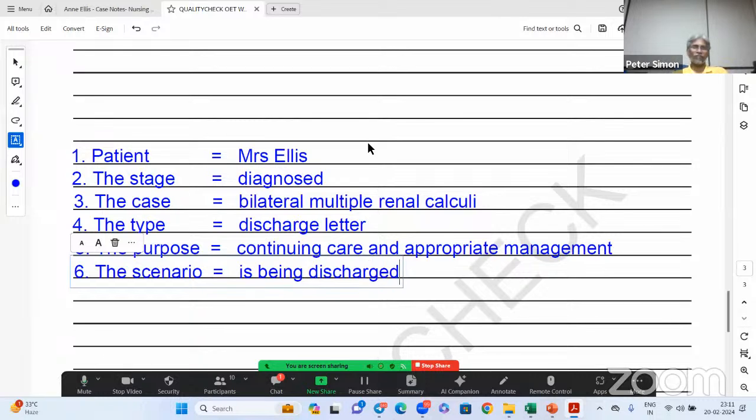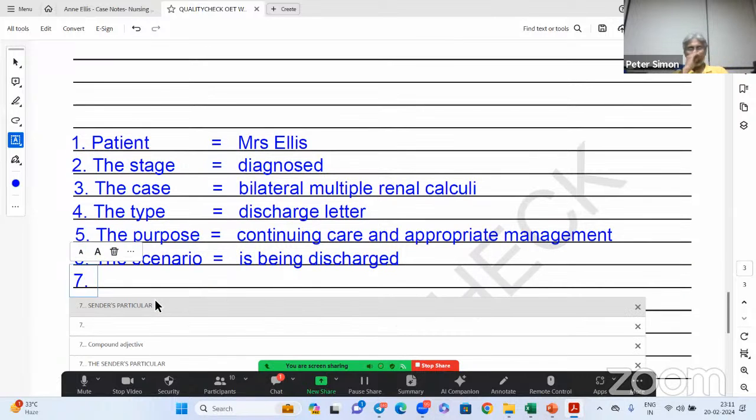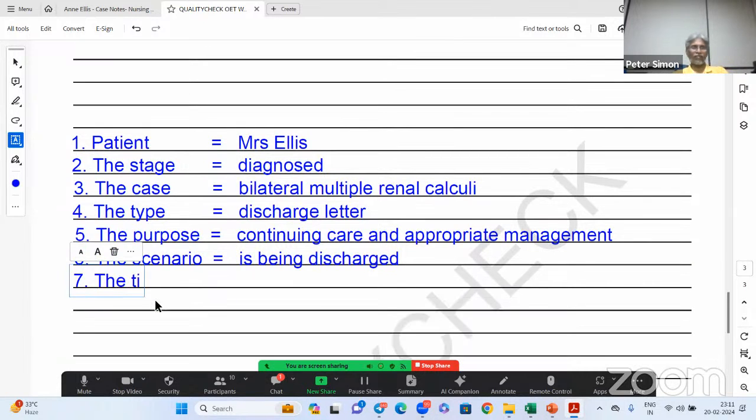Next. Number 7. The time. Being discharged. Okay. When? The time. When? Today. Is being discharged today. Okay.